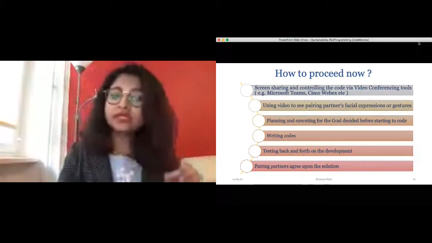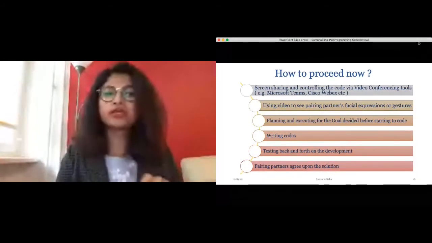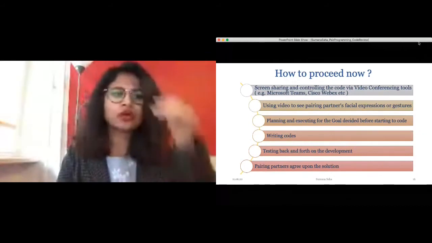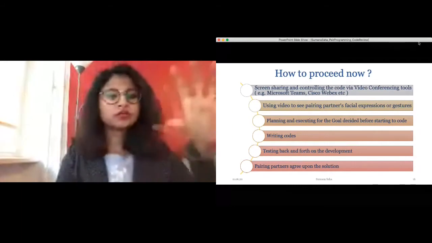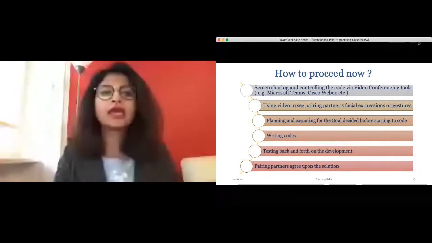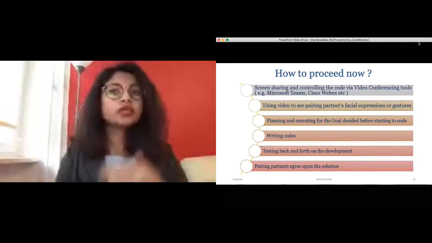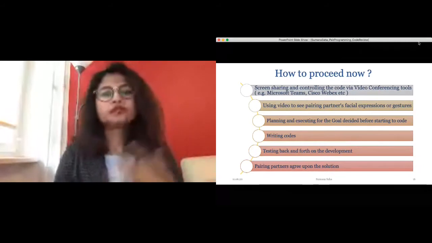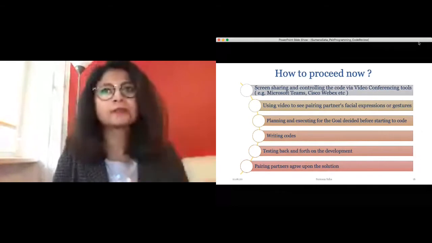There are many software tools for planning. A great tool is called Miro board. You can go ahead and try. It is a great tool for whiteboarding. For example, if you want to plan something, you can get stickies and write your plan and share your board with your partner, and it's really cool. Then you write the code, you test back and forth, and the pairing partner agrees on a solution for how to go ahead.